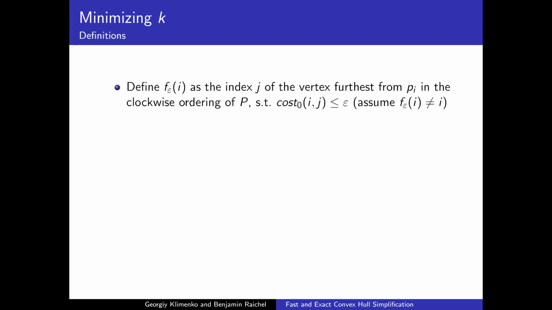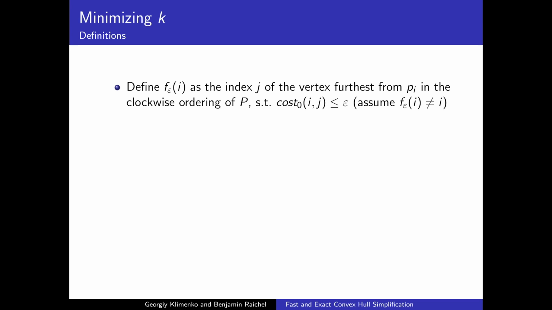Now I will start describing the min k version of the algorithm, where the points are restricted to be in the convex position. And first I will introduce some definitions. We will start with f epsilon of i, which is a function from a vertex index to a vertex index, and we call f epsilon of i the friend value of i. And it would just be the furthest index in the clockwise ordering, such that the cost of the edge between i and f epsilon of i does not exceed epsilon.